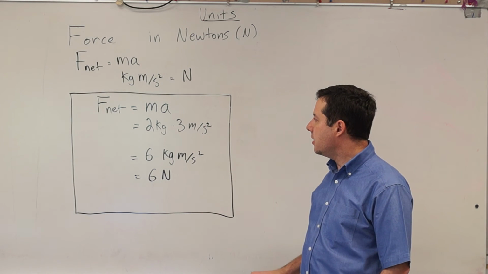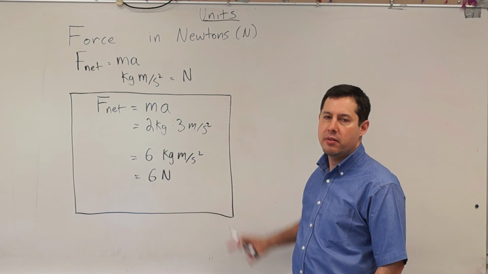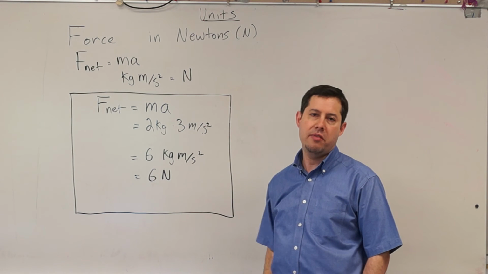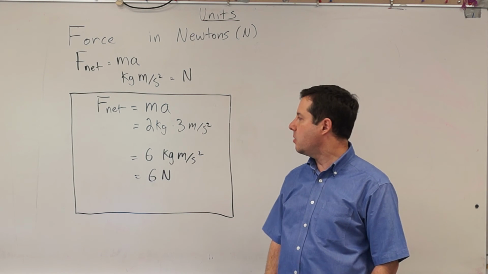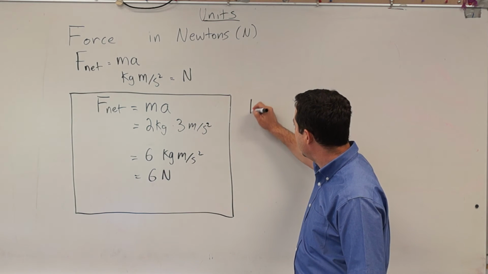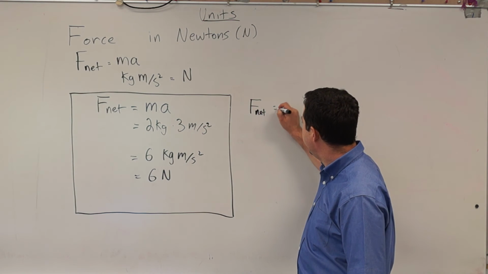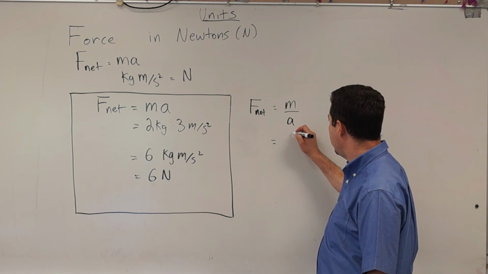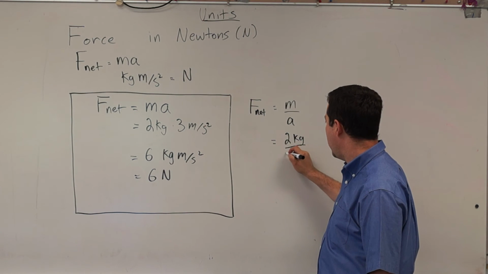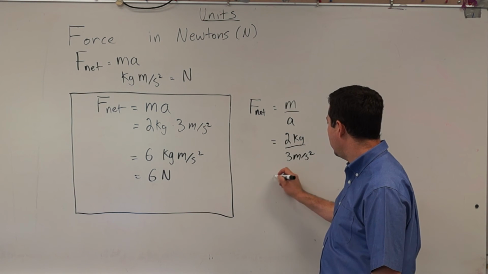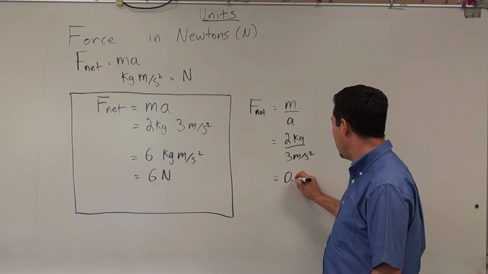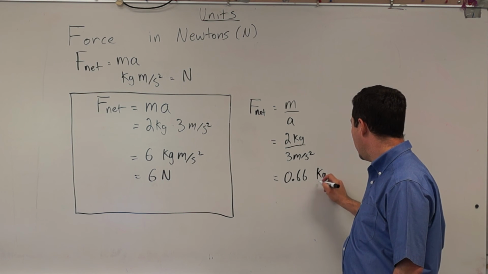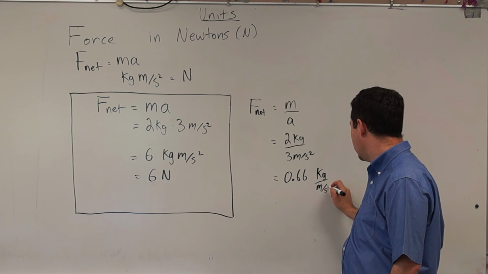Let's say though that you make a mistake. Let's say instead of doing it this way, and this would be like a full credit answer because you have your equation, you have your substitution into that equation with the correct units, and you have an answer with the correct units. But let's say you make a mistake, and instead you did something like net force is mass divided by acceleration. And you try to solve it that way, and you said 2 kilograms divided by 3 meters per second squared. And that works out to be 0.66 kilograms per meter per second squared.